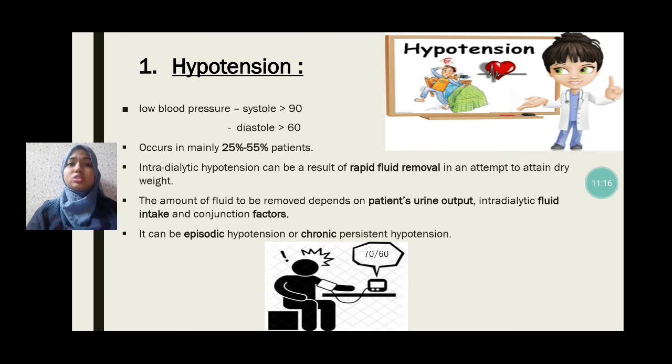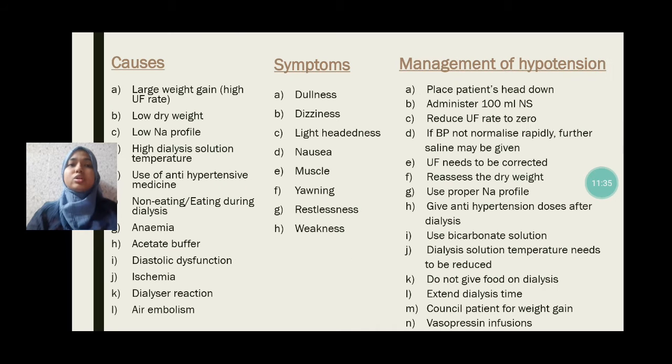Okay, such things are done because the patient wants to attain a dry weight. The amount of fluid removed also depends upon the urine output of the patient. So hypotension can be episodic or chronic persistent. Sometimes it may be seen, but in some patients it is regular. So what are the causes of hypotension? It may be because of a high UF rate, that is a high ultrafiltration rate, or low dry weight.